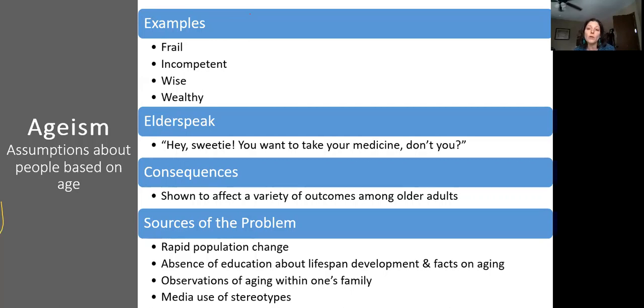So then the question is, why do we believe these things, right? Like, why are these stereotypes present in our communities? So for one thing, there's been rapid population change. The proportion of our population that is made up of older adults is getting bigger and bigger. You think of the baby boom and how the boomers are reaching their older adult years now. That's something that is different from what we've seen in a lot of our history. Never before have we had so many older residents of our communities. So that's something that influences the way that we interact.